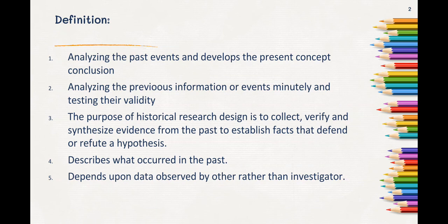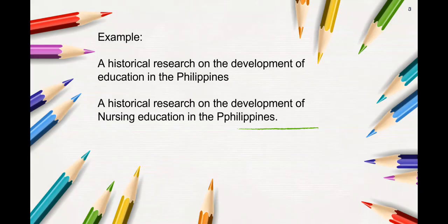It also describes what occurred in the past. It depends upon data observed by others rather than the investigator. Here are some examples: a historical research on the development of education in the Philippines, or a historical research on the development of nursing education in the Philippines.